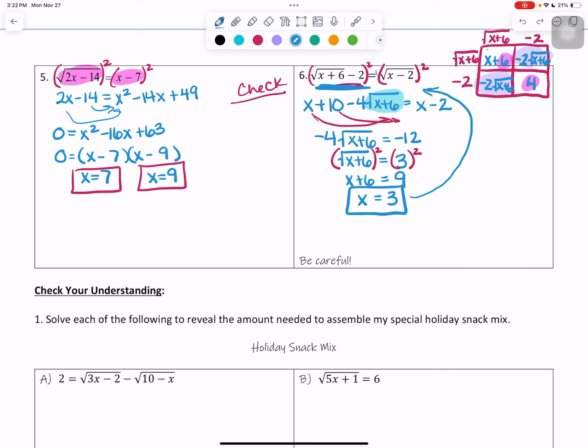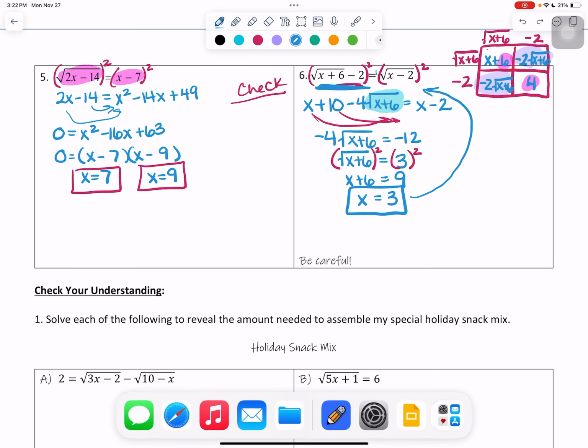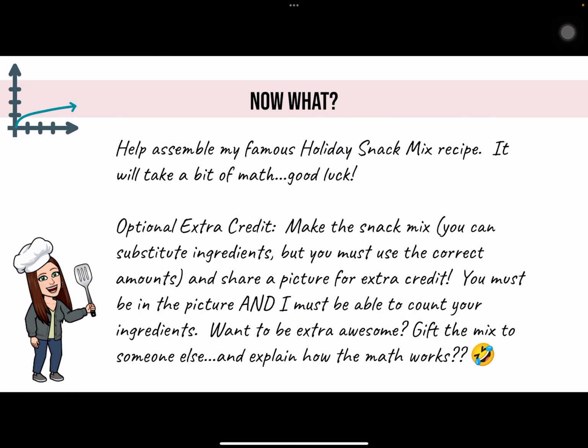So what I want you to do now, actually, let me go back to my slides, is help me assemble my famous holiday snack mix recipe. It will obviously take a little bit of math because you're in math class. So you're going to do the practice on page 10 and 11. You're solving each equation, and that tells you how much of each ingredient to use.